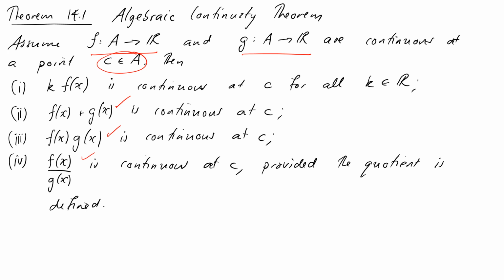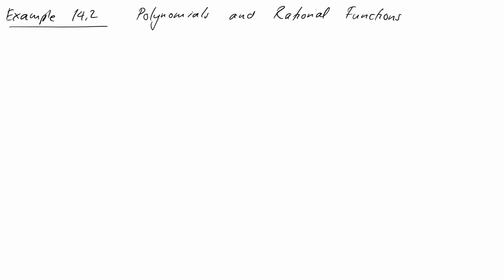Now, we're not going to actually prove this because the proof is almost identical to that of the algebraic limit theorem for functions, and so we'll just take that one as read. So why don't we take a look at what we can build from this theorem? We're going to look at polynomials and we're going to look at rational functions. Rational functions are just functions that are fractions with a polynomial on top and on the bottom.